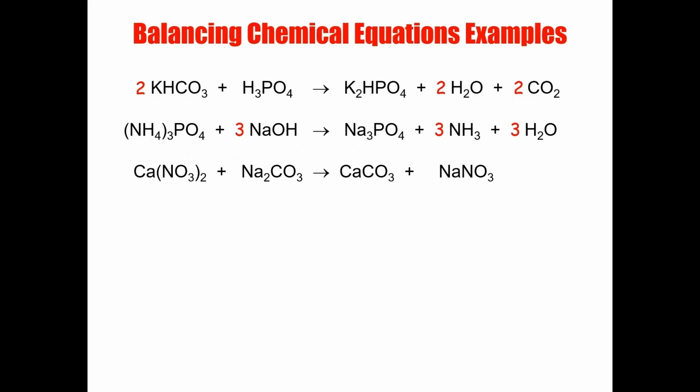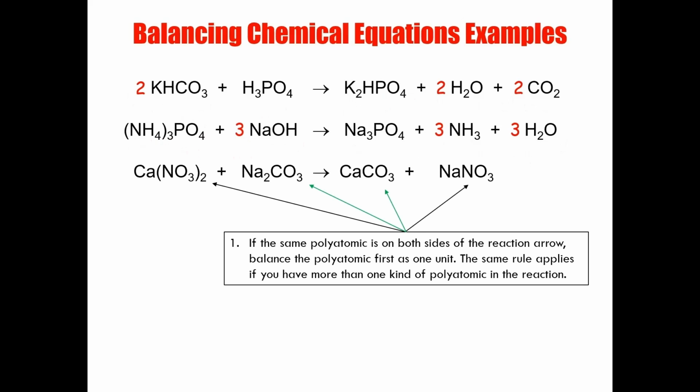Again, our next question has quite a few polyatomic ions just at first glance. We have 2 different types of polyatomic ions. We have a nitrate on both sides of the reaction arrow, and we have a carbonate on both sides of the reaction arrow. So again, rule number 1 states that if you have them on both sides of the reaction arrow, you can balance them as a single unit. The same rule applies again if you have more than one type of polyatomic ion.